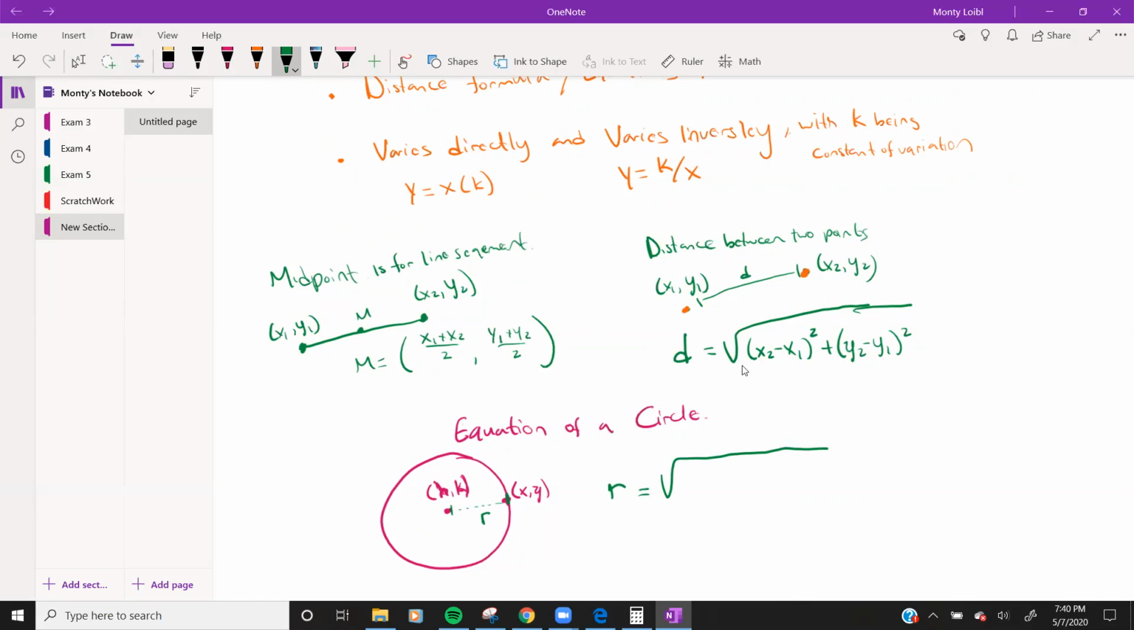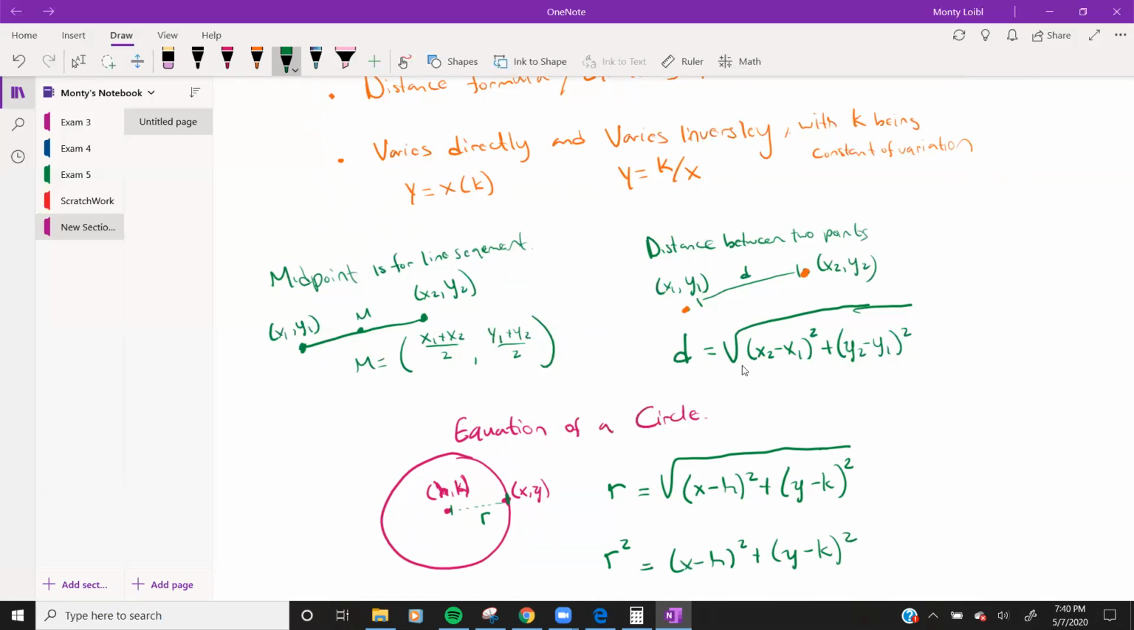And again, it's the same thing up here, except now it's written a little bit differently. You're looking at the distance between x and h, or h and x, plus the distance between y and k, k being the y value of your center, that squared. And then if you square both sides, you have your typical equation of a circle that's given in the book.